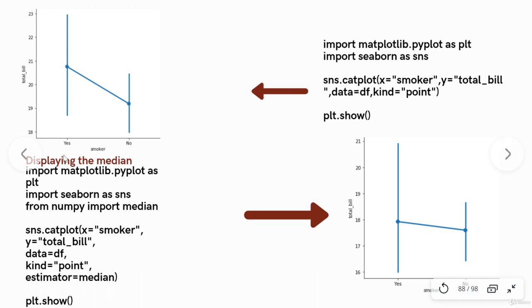Okay. Then the other type of customization that you can do is display the median. To display the median, you have to introduce one more parameter, which is estimator equal to median, in the catplot function. The rest of the things remain the same. There is no change in that, except that you have to make another import. Since you are showing the median as an estimator here, you have to import numpy. From numpy, you have to import the median function.